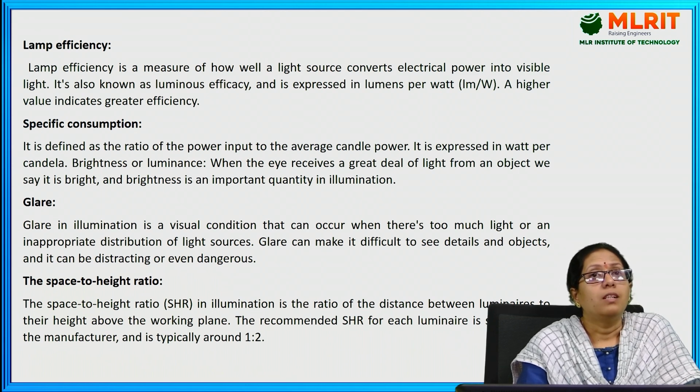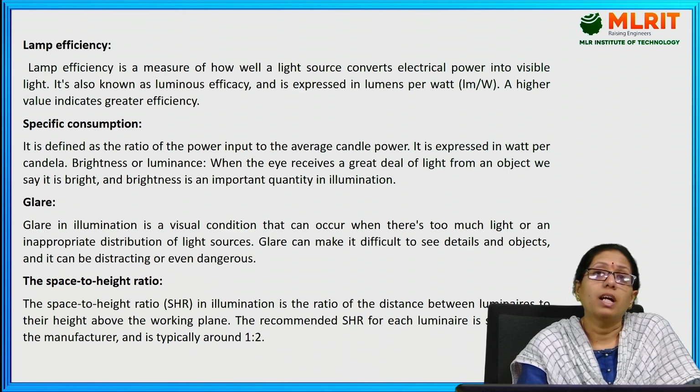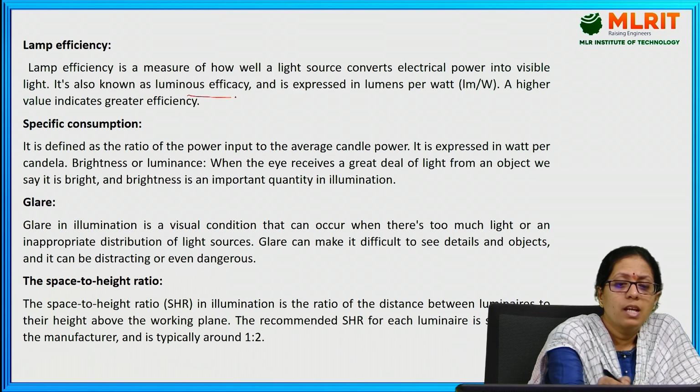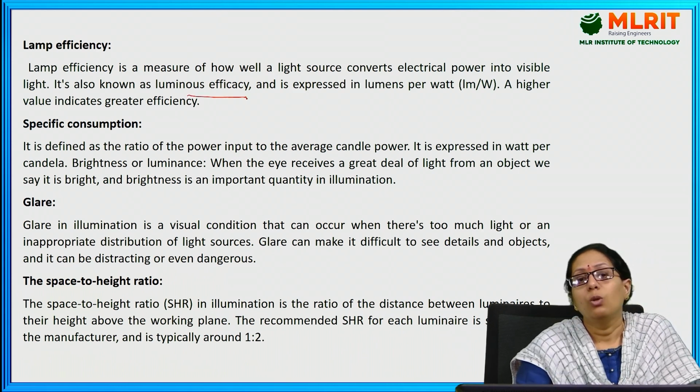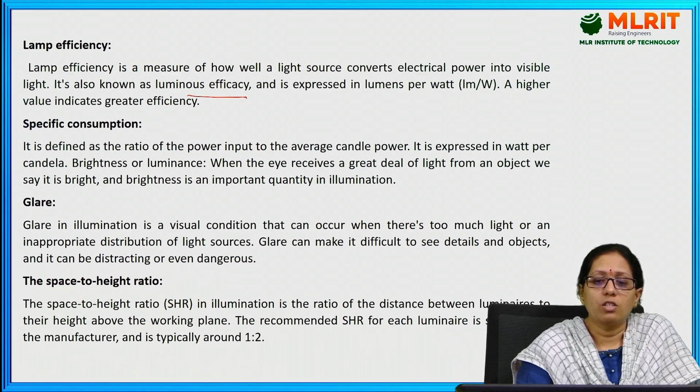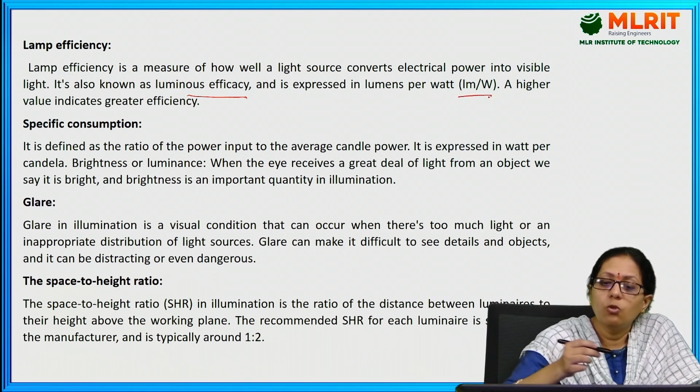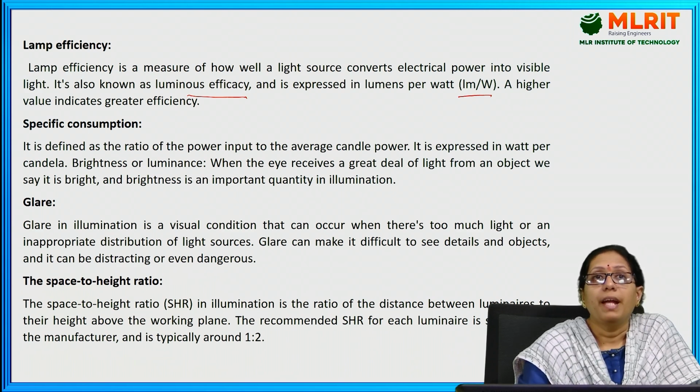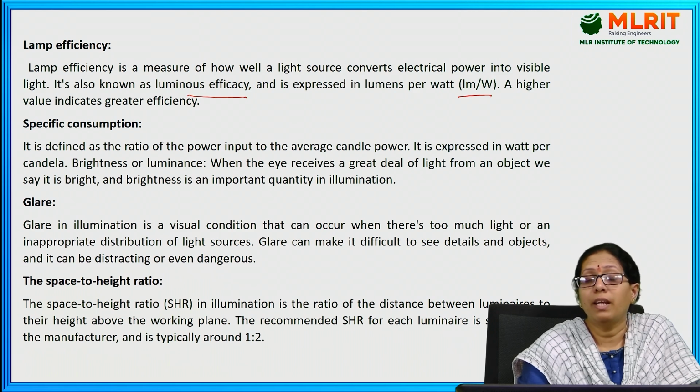So these are the different terms, and here are a few more terms which are being used, that is lamp efficiency. Lamp efficiency is a measure of how well a light source converts electrical power into visible light. It is also known as luminous efficacy and is expressed in lumens per watt. A higher value indicates greater efficiency. That is, if the value is high, it indicates that the efficiency of that particular lamp is very good.